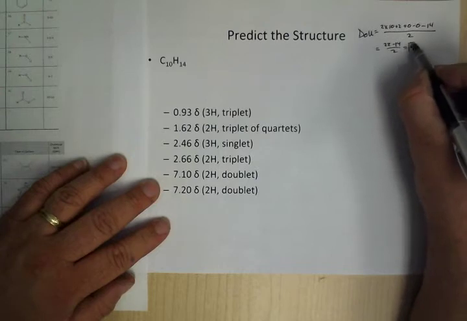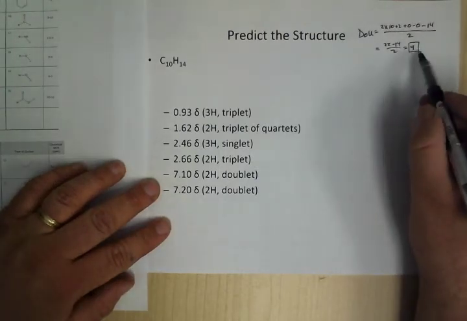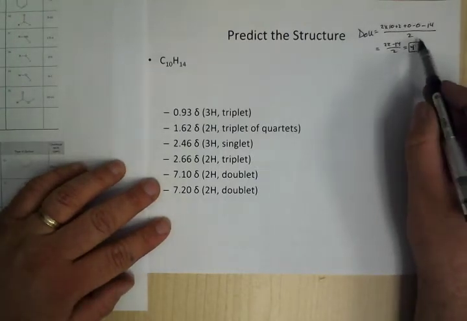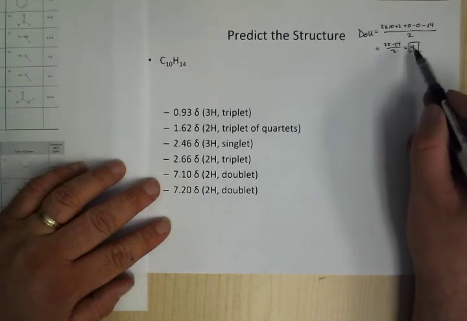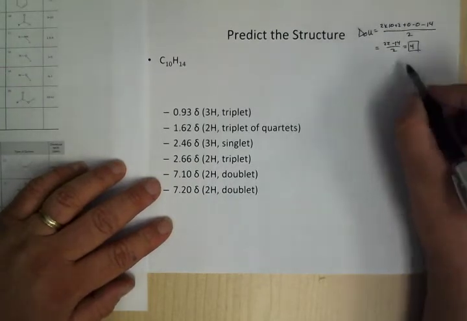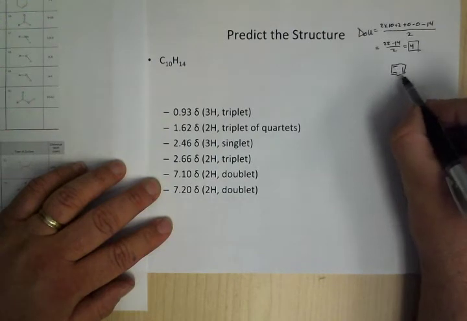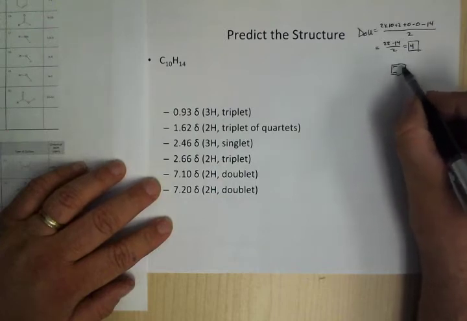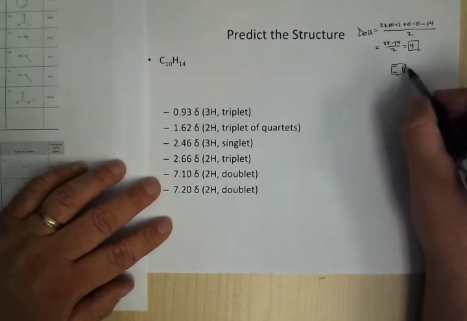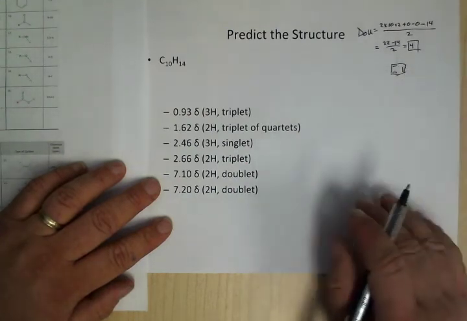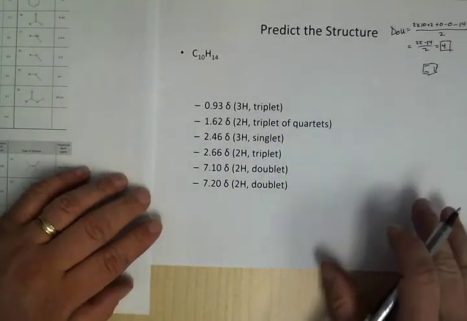So that equals 4. Now, a good rule of thumb is that if it's 4 or more, you're probably going to have a benzene, right? Because the benzene looks like this, right? You get 1 degree of unsaturation for the ring, and then you have the 3 double bonds. So if you have 4 or more, there's a good chance that you have a benzene in here. So just keep that in mind.